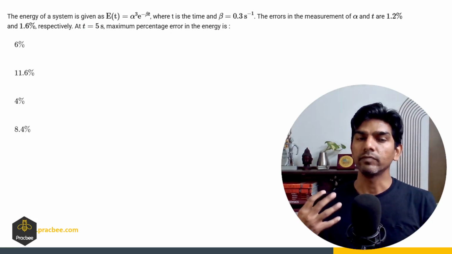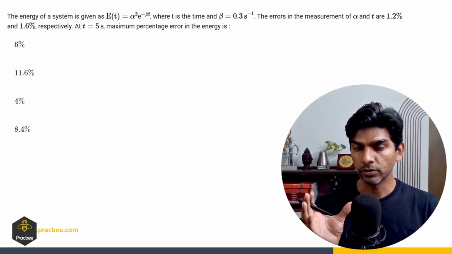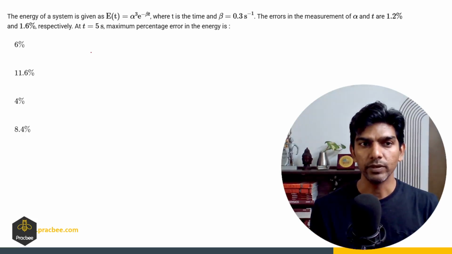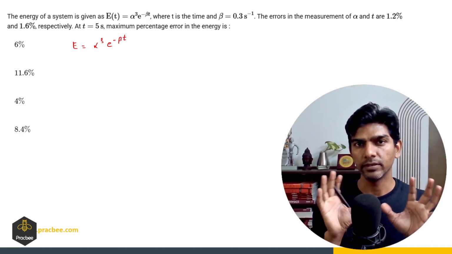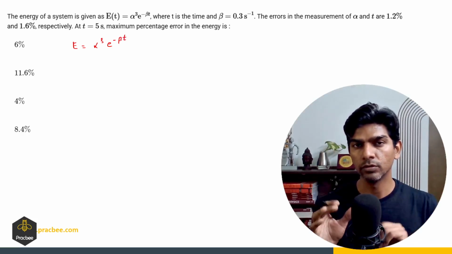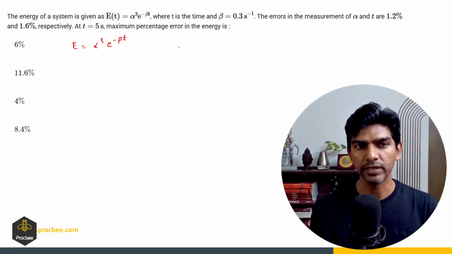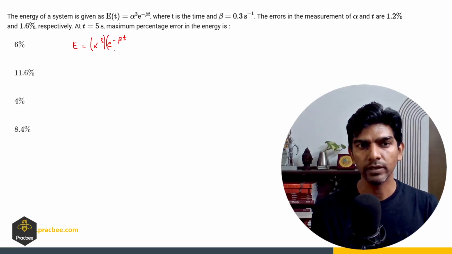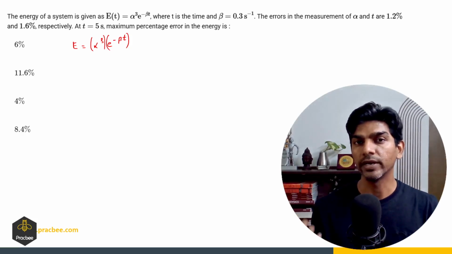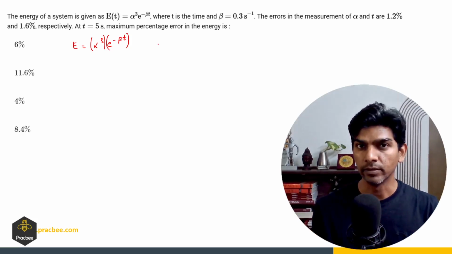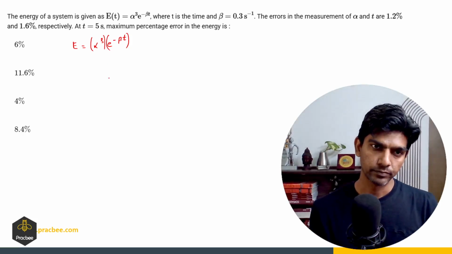Whenever we are given a formula, we have to use that formula to find the error. So here we have given E as alpha cube e raised to power minus beta t. When we have a formula with a product or quotient of two quantities, here a product of alpha cube and e raised to power minus beta t, you can first take the log and then use differentiation to find the relative error in E.